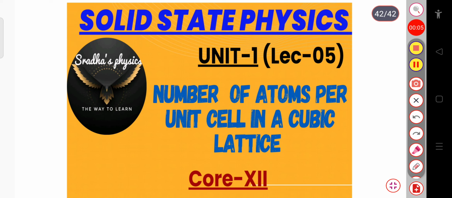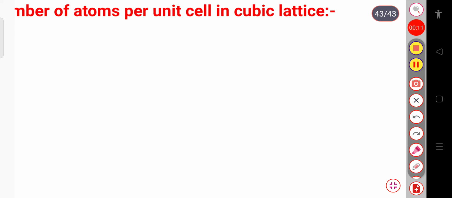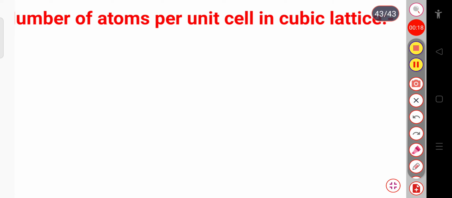Today our topic is number of atoms per unit cell in a cubic lattice. Now let us start our topic, the number of atoms per unit cell in a cubic lattice. First of all, we know there are three types of cubic lattice present. The first is simple cubic, another is body centered cubic, and the last is face centered cubic.